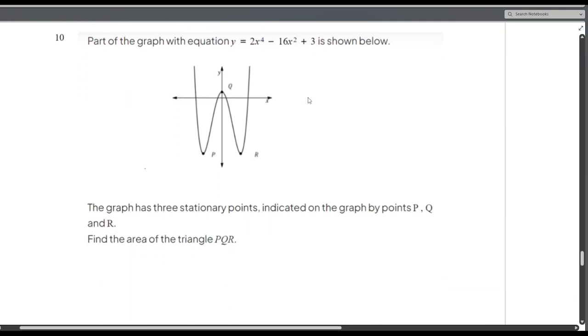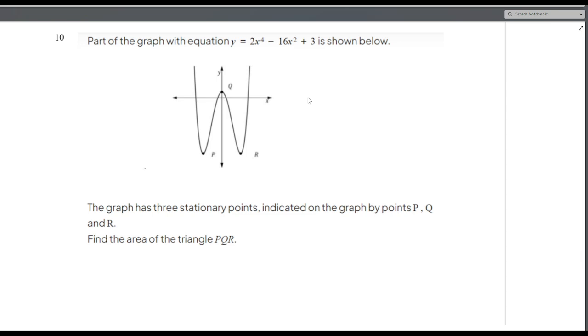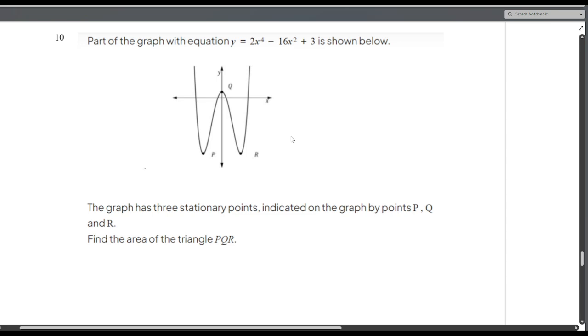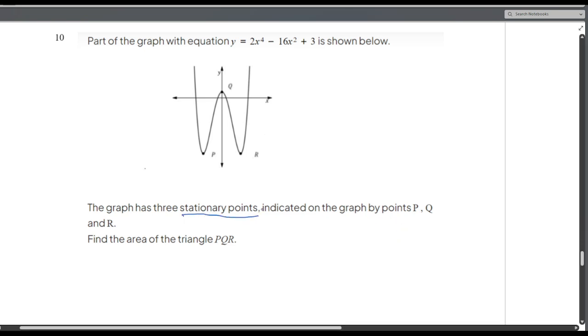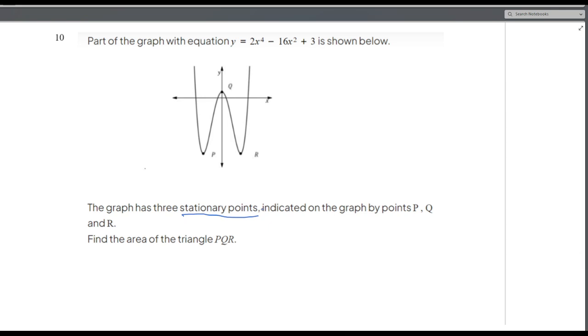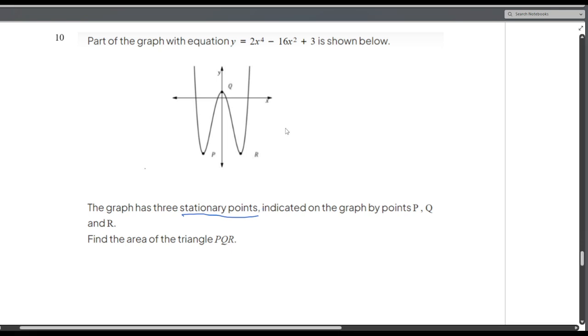Now, question number 10. y equals 2x power 4 minus 16x square plus 3 is shown here. The graph has 3 stationary points indicated on the graph by points P, Q, R. Find the area of triangle PQR. Now see here in the problem, you can highlight this word stationary point. Stationary point means the point where your graph has either the maximum or minimum value, and we all know that at a stationary point your derivative becomes 0 because the tangent becomes parallel to the x-axis.